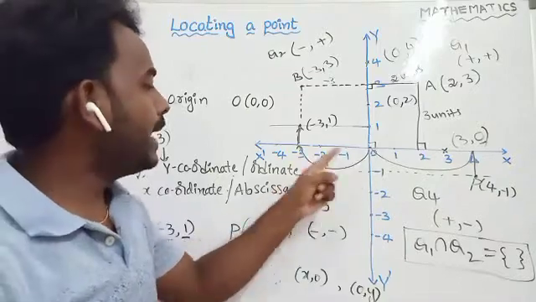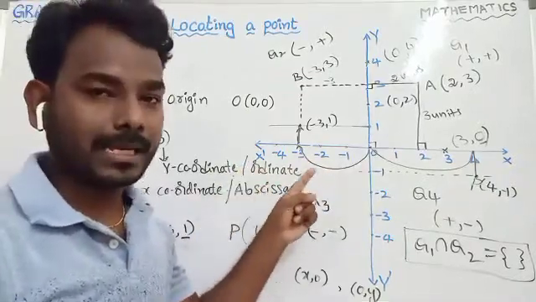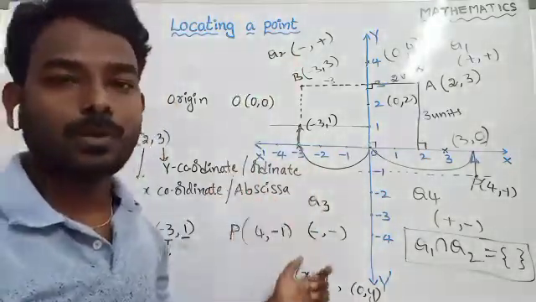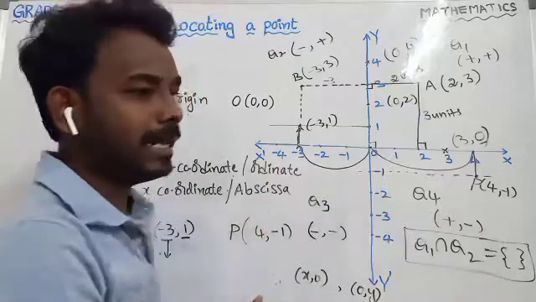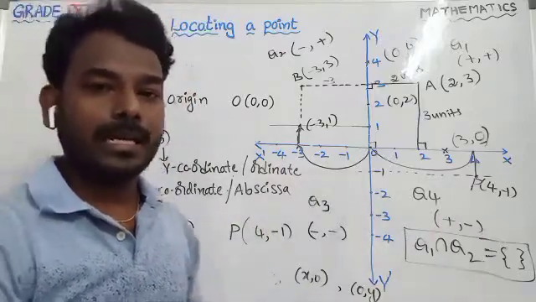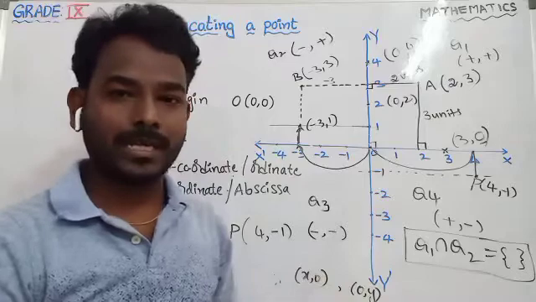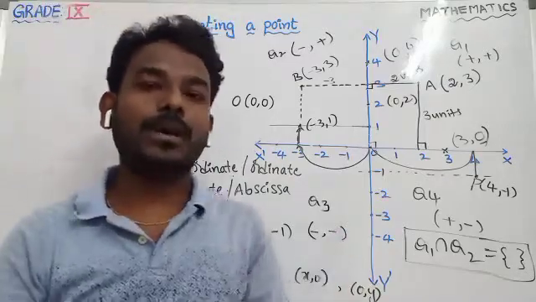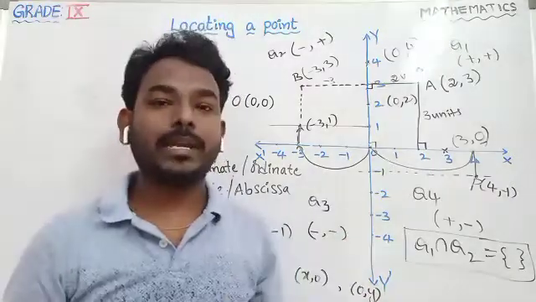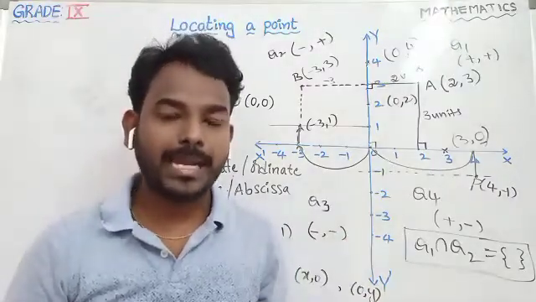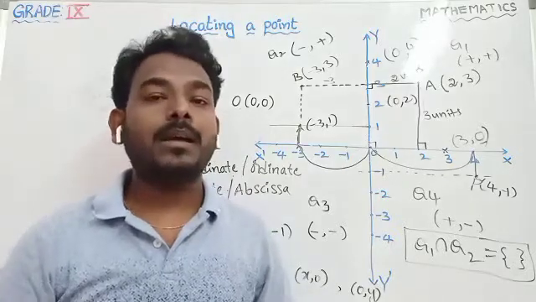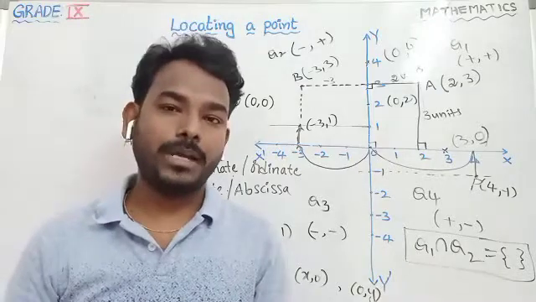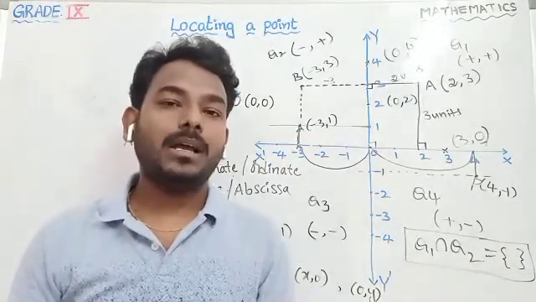And o x dash, the negative direction of the x axis, does not belong to quadrant 2 and also does not belong to quadrant 3. So those are mutually exclusive regions, we can say; there are no common parts between them. I hope you understood the concept of locating a point on the xy plane, as well as the different types of points on the xy plane.